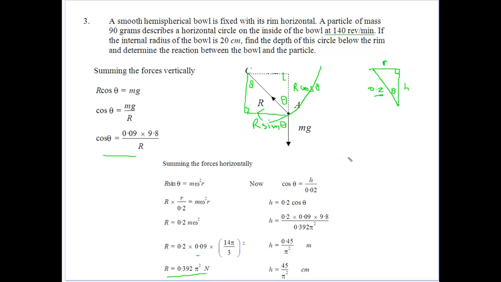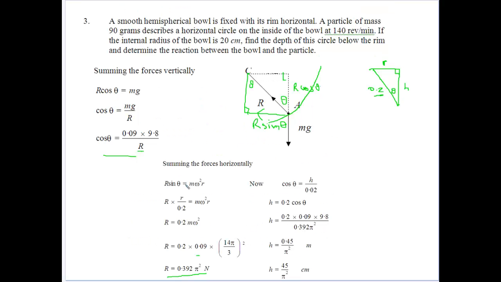And we also know from this that cos theta would equal h on 0.2. So we can get h is equal to 0.2 cos theta. We know what cos theta was. We've just found out what R was. We can set that in, put all those values in, and calculate our value of h there.